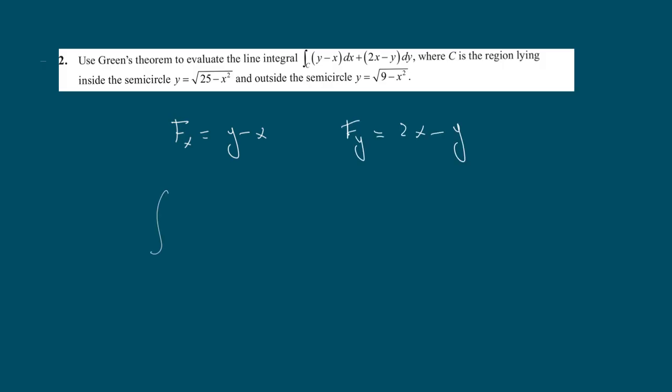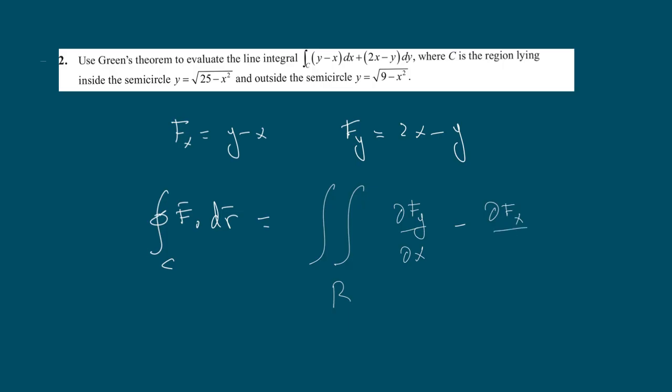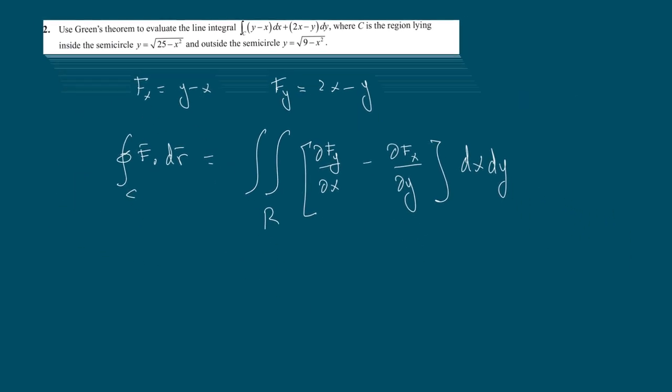And what the Green theorem says is: don't do the line integral over the closed curve, do this over the region R. Do the partial derivative of the component y of the vector field with respect to x, minus the partial derivative of the component x of the vector field with respect to y. Do these things and be happy. So let's do these things so we can find the line integral.